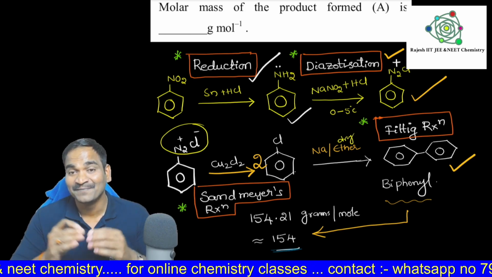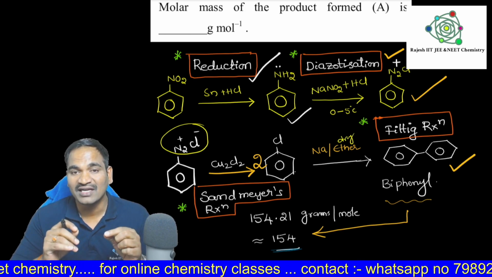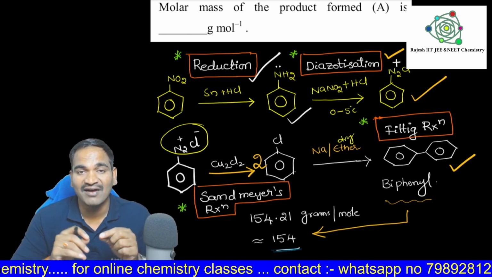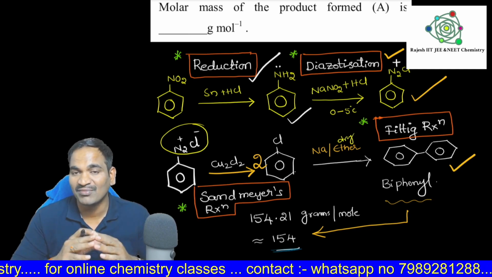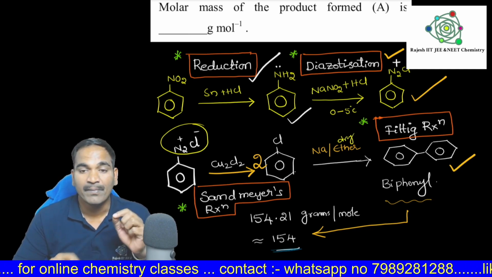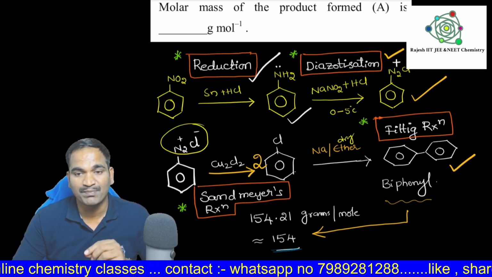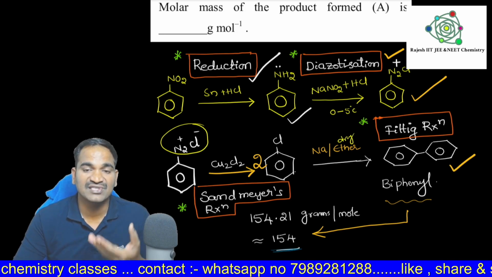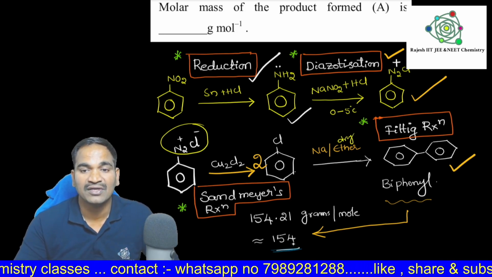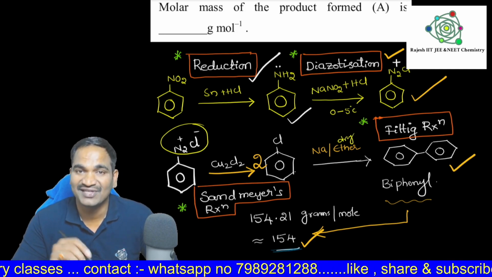Now here you see they are asking about the molar mass of biphenyl. The exact molar mass of biphenyl is 154.21 grams per mole, but approximately it is equal to 154. So that 154 is our answer.